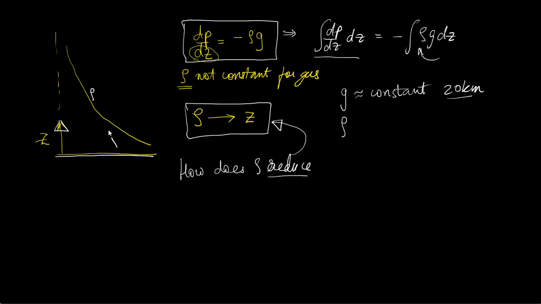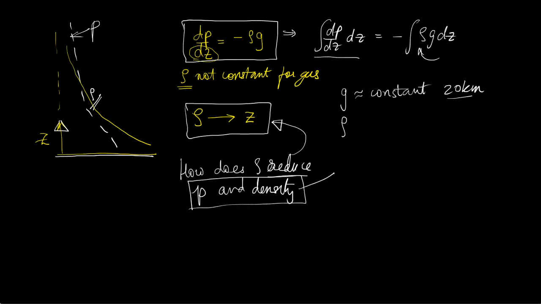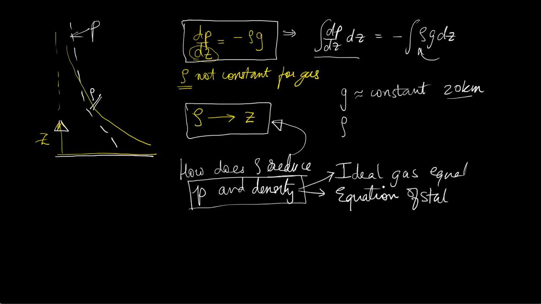suppose this is the curve for rho, this is the curve for pressure. So we can say that as pressure reduces, the rho also reduces. So there must be some relationship between pressure and density. That relationship is the ideal gas equation, if you want to make that assumption, or in general it can be an equation of state. So ideal gas equation is one such model of the equation of state.